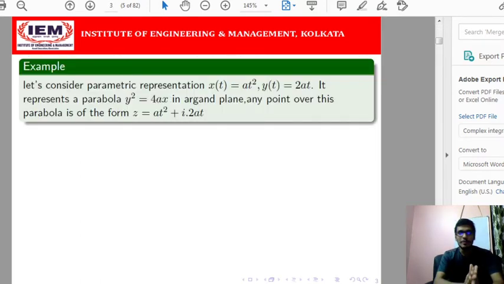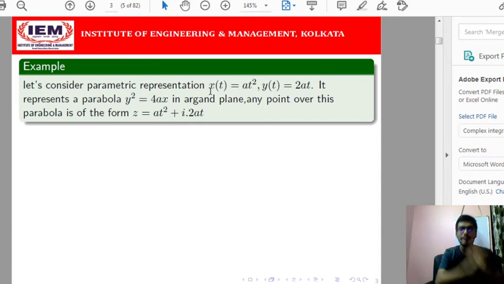So I am giving an example. Say, for example, we know the parametric representation of a parabola: x(t) equals at square and y(t) equals 2at. If I take t equals 1, I will get (a, 2a). If I take t equals 2, I will get (4a, 4a), and like that.